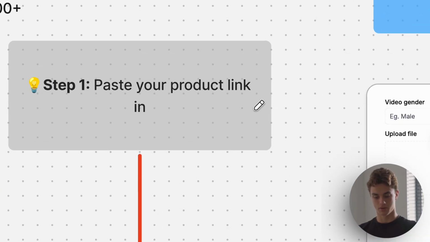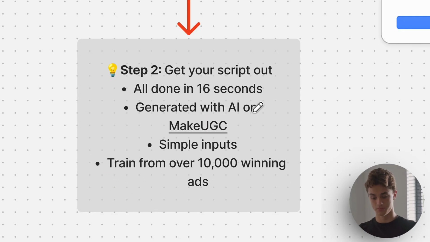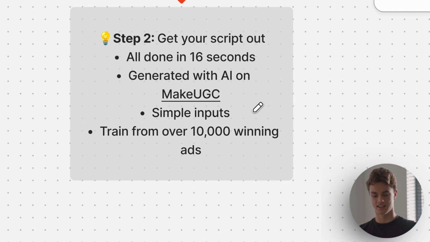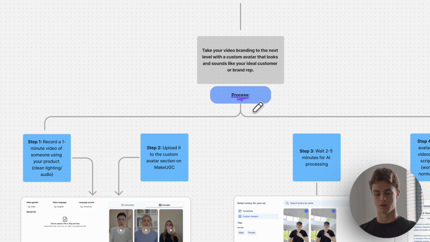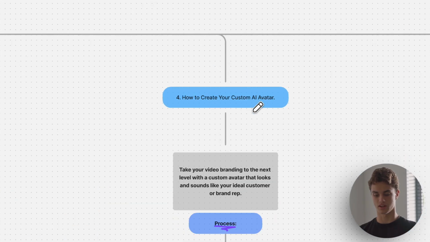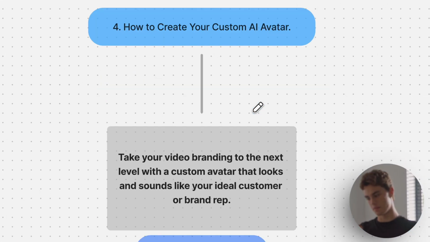You paste your product link in, and then step 2, your script comes out, all done in 16 seconds, generated with AI. With a couple other simple inputs, it literally just bangs out a perfect script for you every single time. Now we're going into something a bit more detailed.